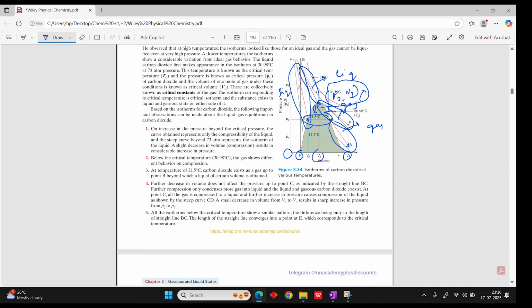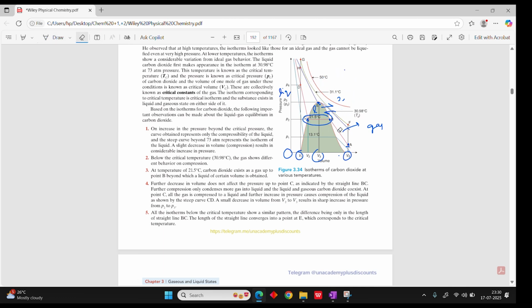So what's the significance of the Andrew curves is, while observing these isotherms, before the critical temperature, the liquid and gas are actually coexisting. They both coexist.